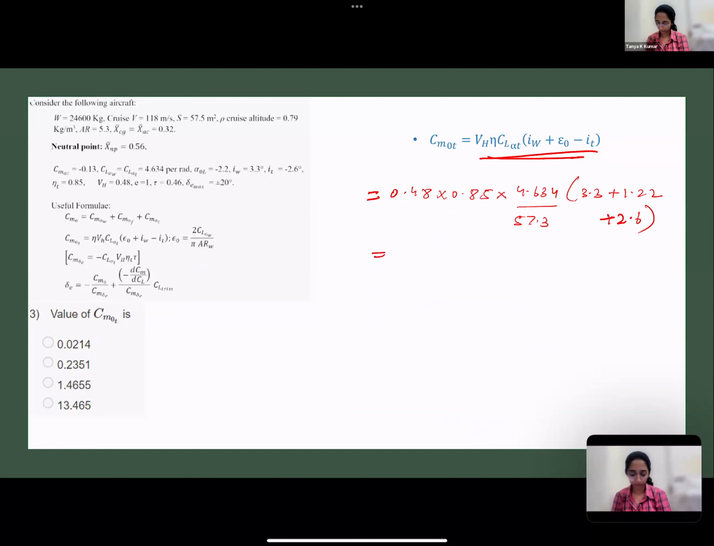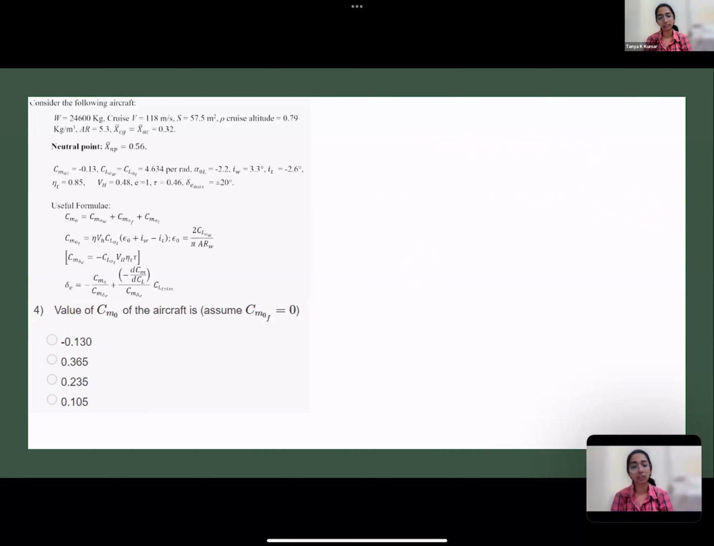Now, what is the answer of this? So it comes to 0.2349, approximately 0.235. Okay, so this is the answer that I'm getting. Okay, let's go to the next question.